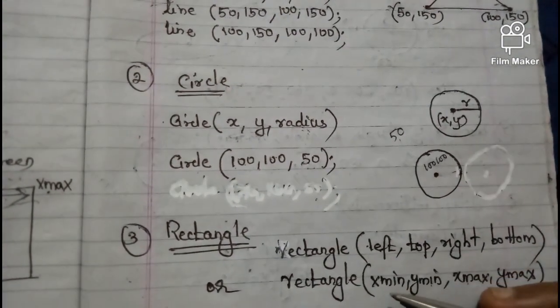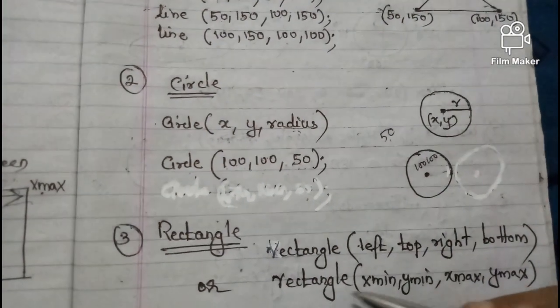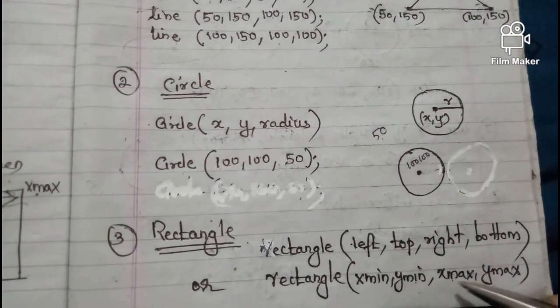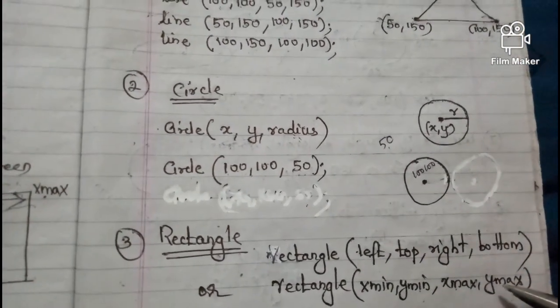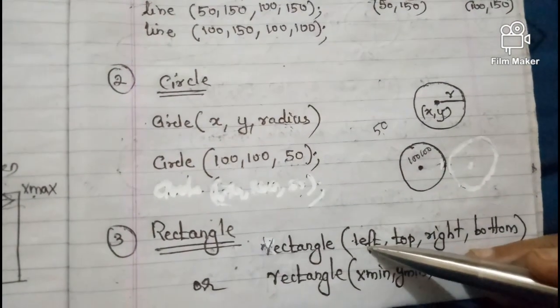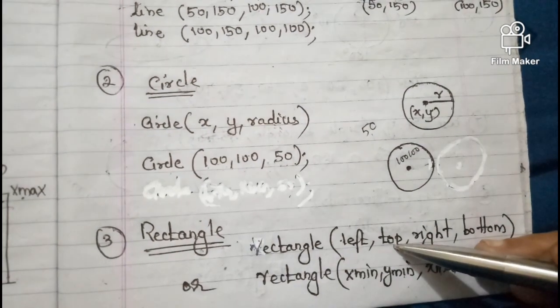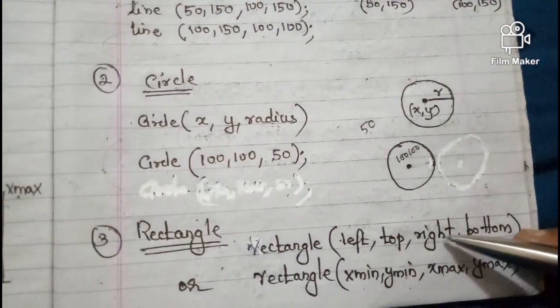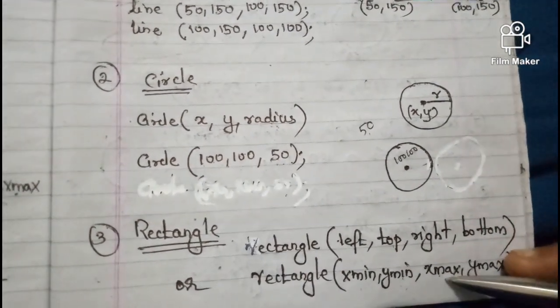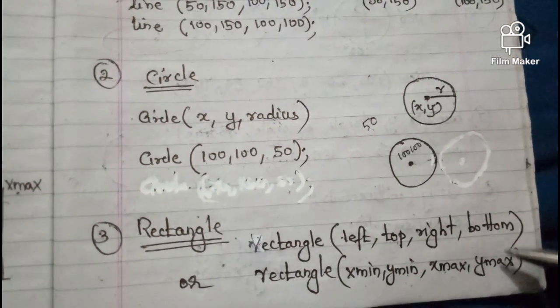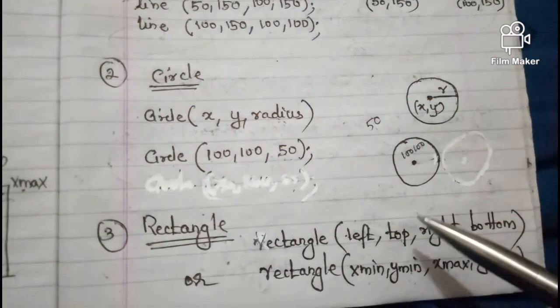Or it has another syntax: rectangle xmin, ymin, xmax, ymax. That means instead of left I can use x minimum, instead of top I can use y minimum, instead of right I can use x maximum, instead of bottom I can use y maximum.